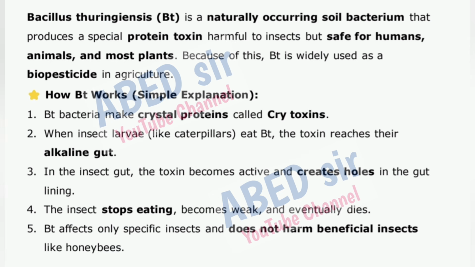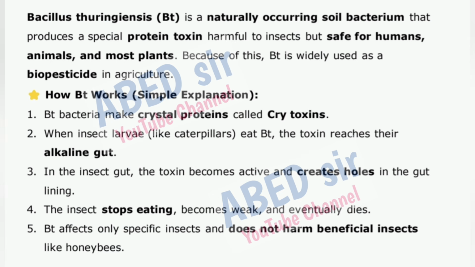1. BT bacteria make crystal proteins called Cry toxins. 2. When insect larvae, like caterpillars, eat BT, the toxin reaches their alkaline gut. 3. In the insect gut, the toxin becomes active and creates holes in the gut lining. 4. The insect stops eating, becomes weak, and eventually dies.